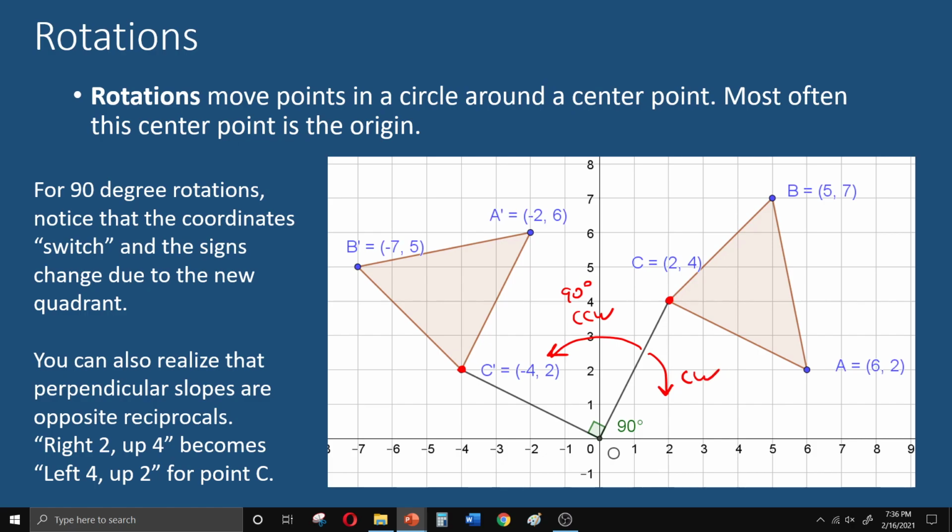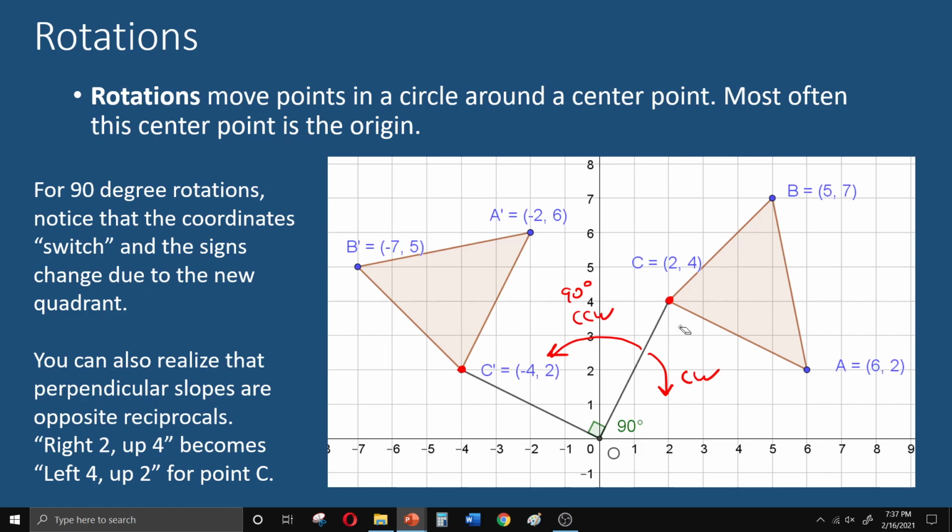And we explored, and we did some things in class to see what's going to happen. But now you can simply memorize that the coordinates are going to switch, and then one of the signs will change. And we talked about the reason for that: these are opposite reciprocal slopes forming the 90-degree angle. That's why we talked about perpendicular lines, or one reason anyway. Instead of moving right and up, now we're moving left and up. And so that's going to have the opposite slope, and that's why one of our coordinates is going to end up being the opposite as well.